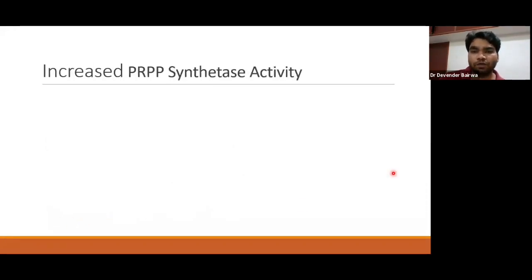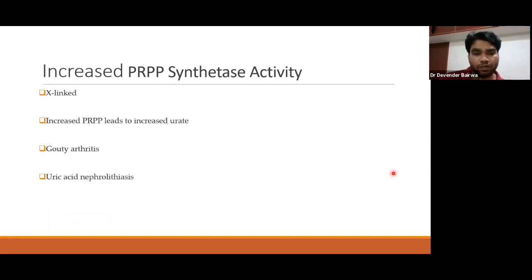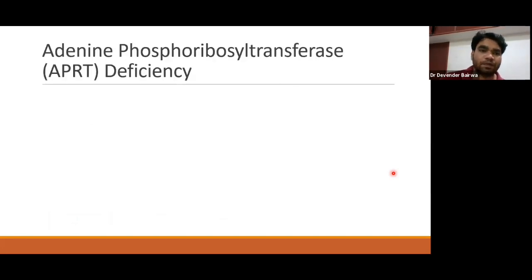Increased PRPP synthetase overactivity. This is also an X-linked disease. There will be increased PRPP levels that lead to increased uric acid production. Generally, these patients present with gouty arthritis and uric acid nephrolithiasis, and in some families, patients can have sensorineural hearing loss.